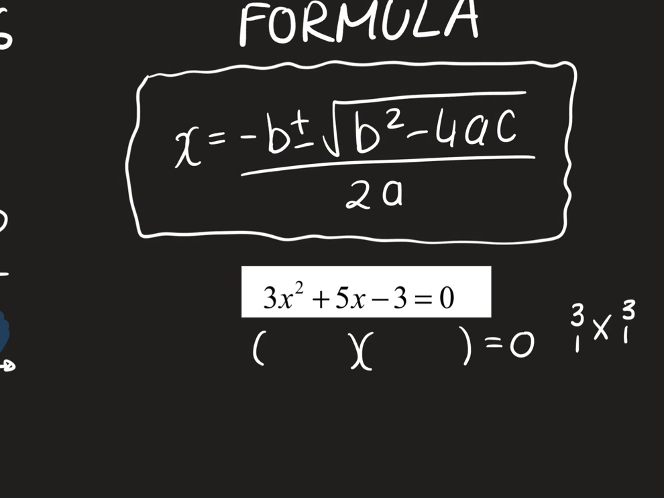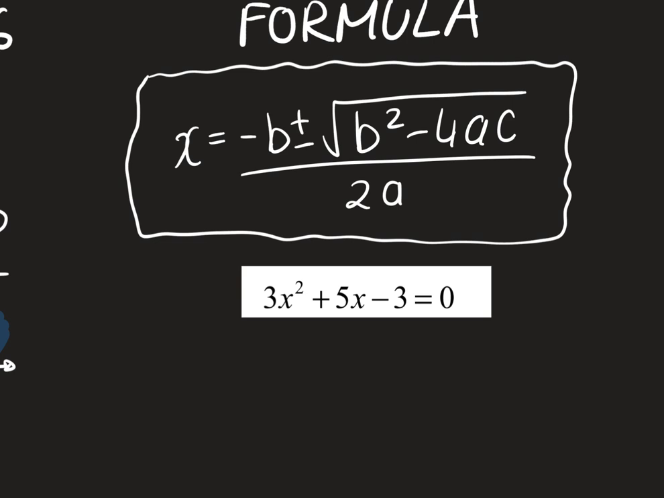3 times 1 is 3, 1 times 3 is 3. Can I get a 5 by plussing or minusing 3's together? Definitely not. Okay, so now that immediately leads me to believe that my normal trinomial factorizing techniques are not going to work here. So that means that I have to use my quadratic formula, and it also means that my roots, or my x answers, are most probably going to be decimals.